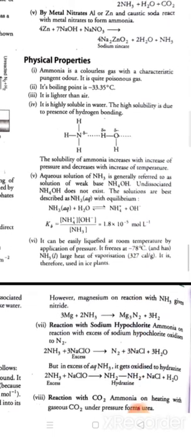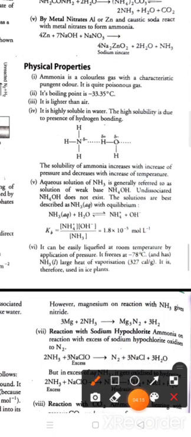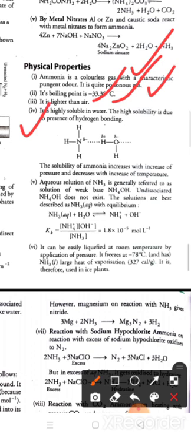Now the physical properties of ammonia. It is a colorless gas with a characteristic pungent, choking smell. It is quite poisonous. Its boiling point is minus 33.35 degrees C. It is lighter than air and highly soluble in water due to the presence of intermolecular hydrogen bonding.